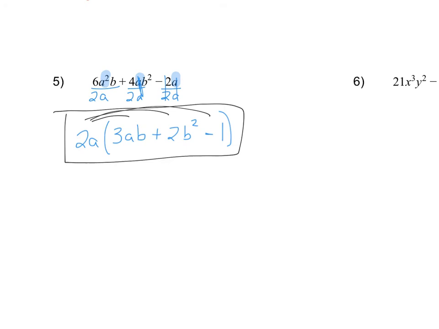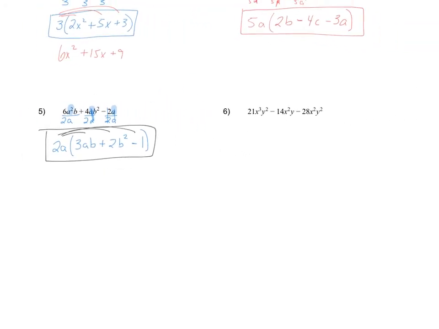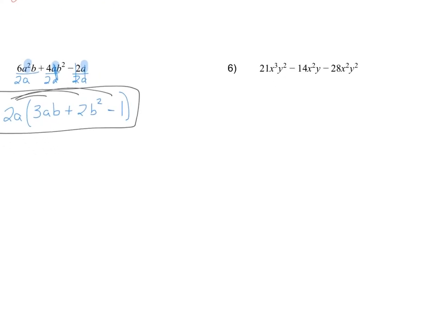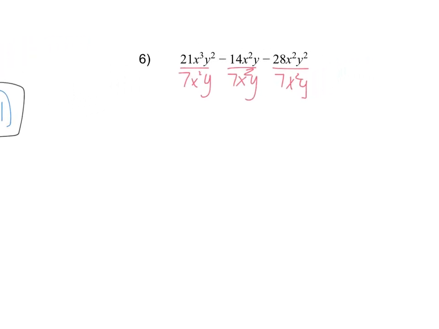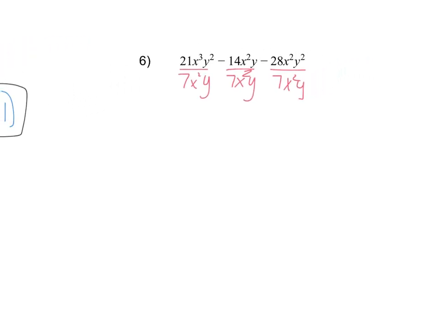All right, go ahead and try number 6 on your own, and then you can check your work once you finish. Go ahead and pause that video right now. All right, so hopefully you saw that our greatest common factor for the numbers is 7. For the x terms, it's going to be x squared, because that's the lesser of all the exponents. And then for the y terms, they all do have a y, but only one y is shared from all of them. So I'm going to divide everything by 7x squared y.